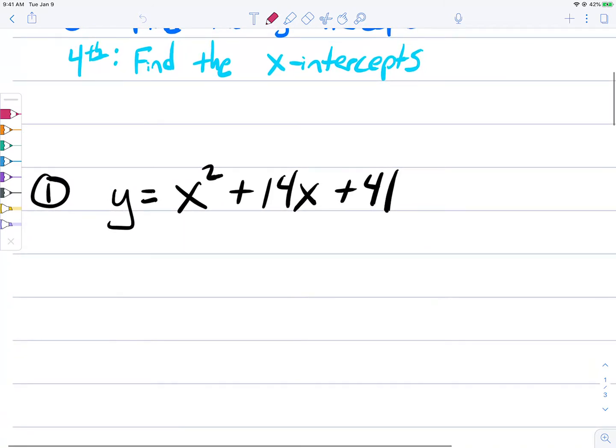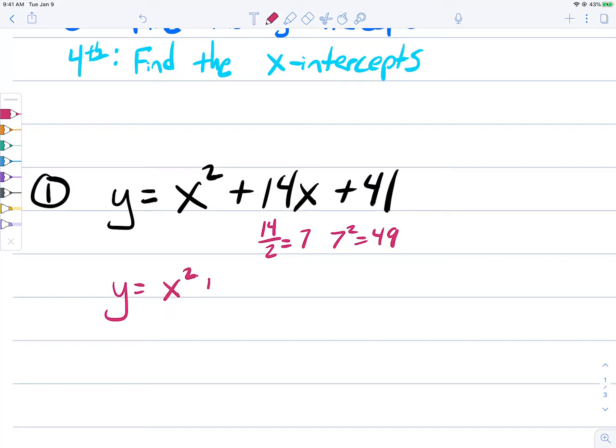So here's our first equation, y equals x squared plus 14x plus 41. My coefficient of x squared is a 1, so I don't have to worry about that. I'm going to take the coefficient of x, which is 14, divide it by 2 to get 7, and then square 7 to get 49. That is the number I'm going to add to the first two terms and subtract from the last term, so that I have a net gain of 0.